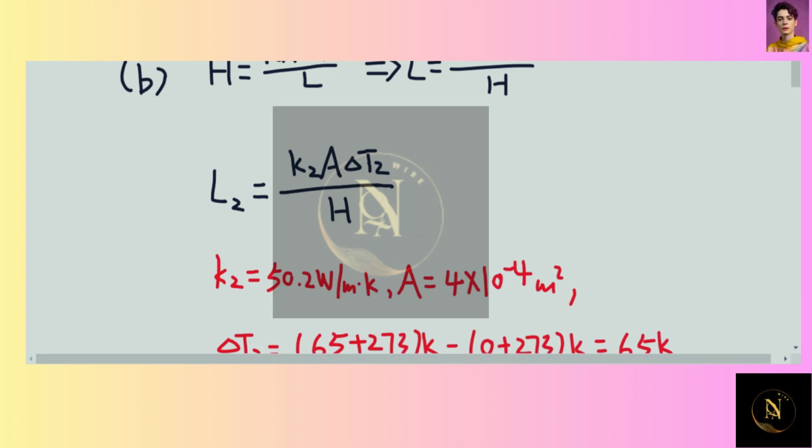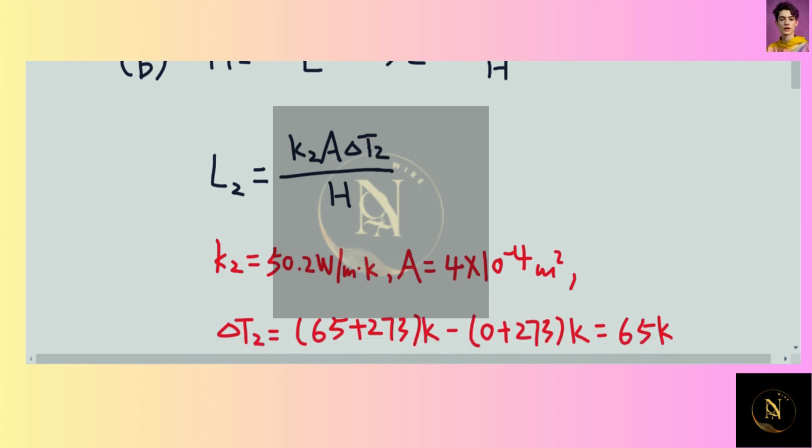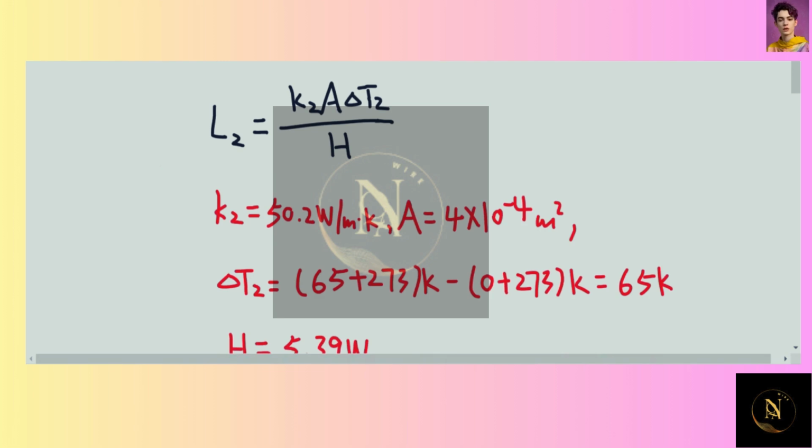And they share the same section area from the last question, which is 4 times 10 to the power negative 4 square meters. And the change in temperature is from 0 degrees Celsius to 65 degrees Celsius, because the steel part is in the ice. Okay, so in the ice, the temperature is 0 degrees Celsius. If we convert to Kelvin, we have 273 Kelvin.